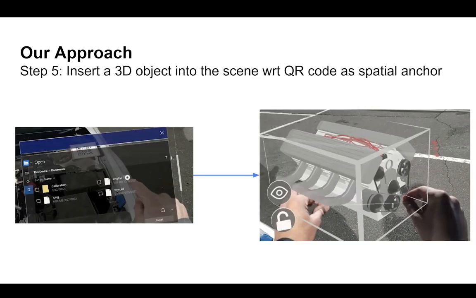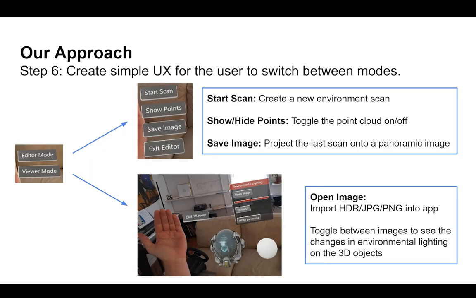In the next step of our approach, we insert a 3D object into the scene with respect to a QR code as a spatial anchor. This 3D object is selected by the user through a virtual user interface. The user can then manipulate or interact with the virtual object. Then we create a simple user interface for the user to switch between the 2 modes, editing and viewing. The user has the ability to start a new environment scan, toggle the point cloud on or off, or project the last scan onto a panoramic image to save for later.